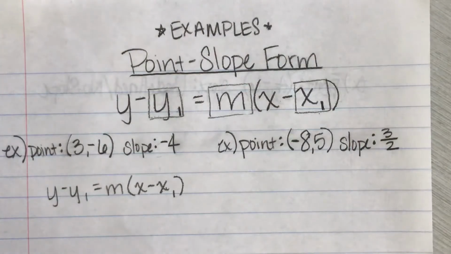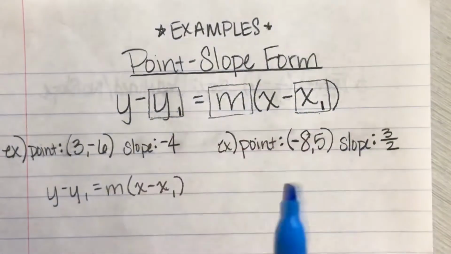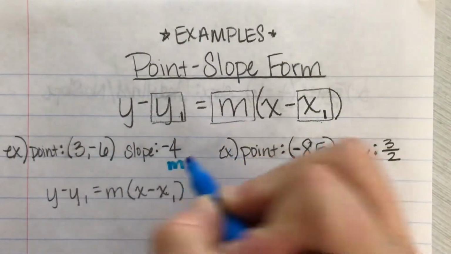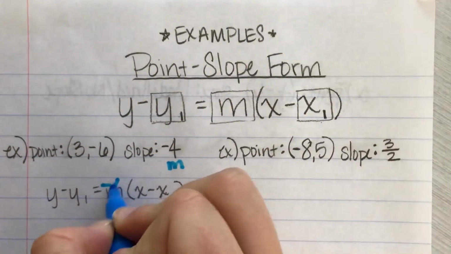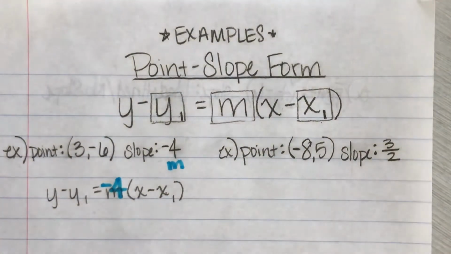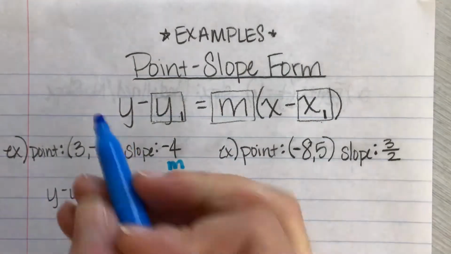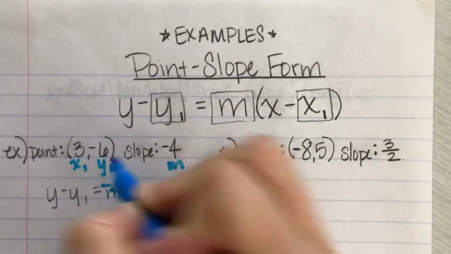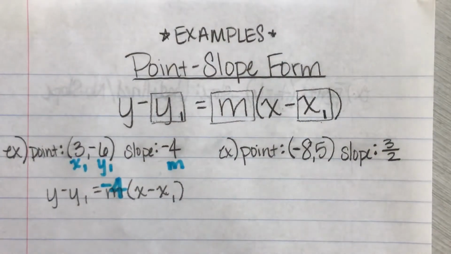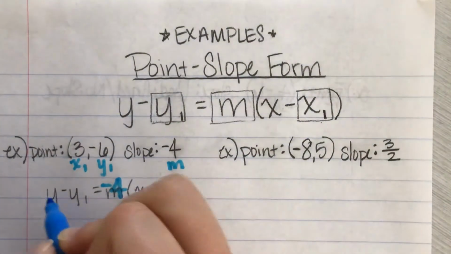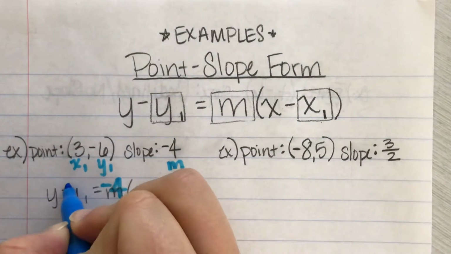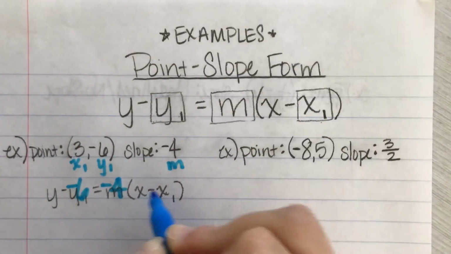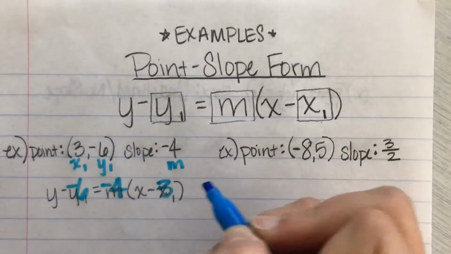And so to label what all these things are, we know that our slope is our m. That's always been that way. So I can go ahead and plug in a -4 where that m goes. And then these two coordinates, that's just x1 and y1. It's the x and y coordinates from my point. So I would say, okay, y minus, well, y1 is -6, x minus 3.